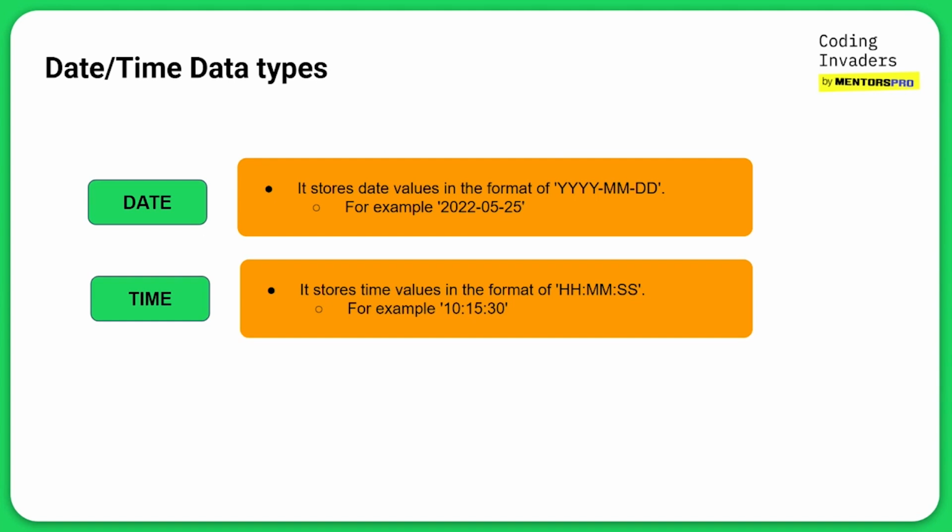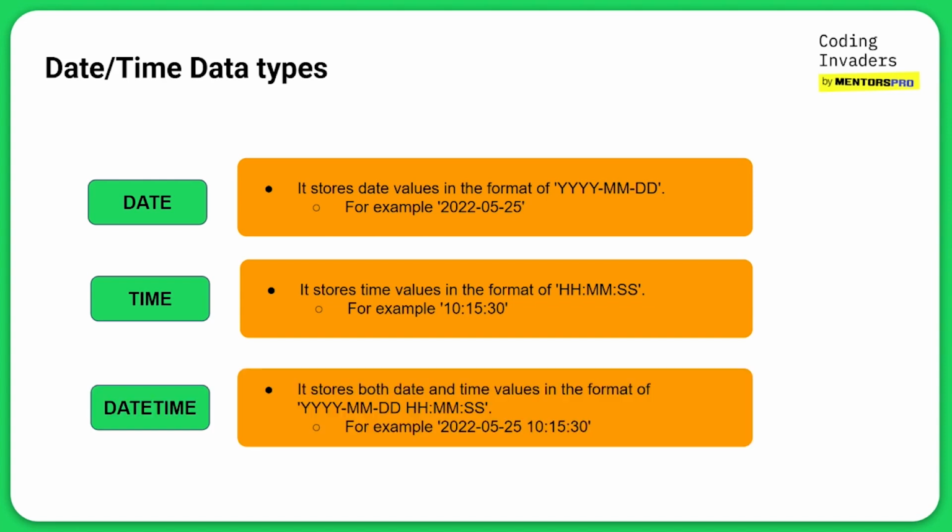The time data type is used to store time values in the format of hours, minutes, and seconds. For example, 10, 15, 30. The date time data type is used to store both date and time. The format of that is year, month, day, space, hour, minutes, and seconds. For example, 2022, 05, 25, and then the time, that is 10, 15, and 30.